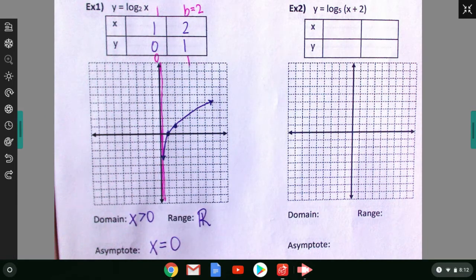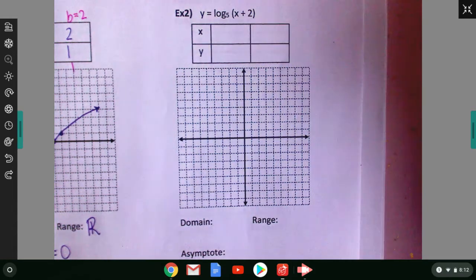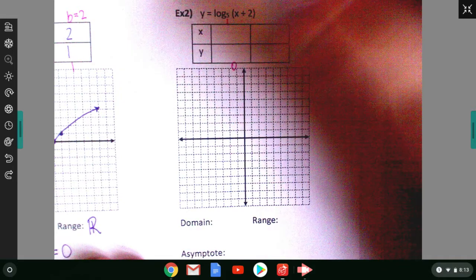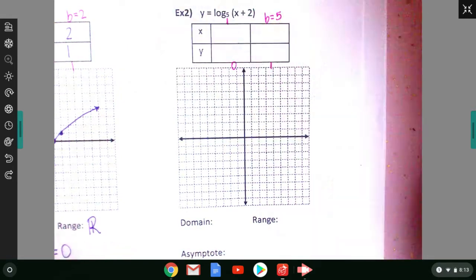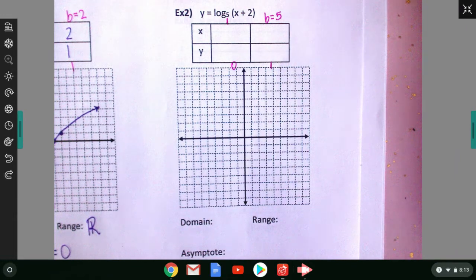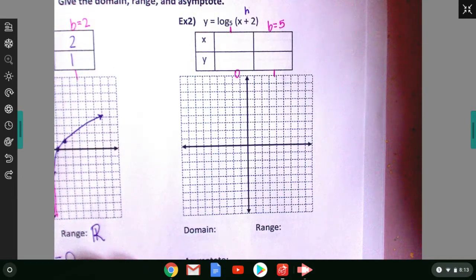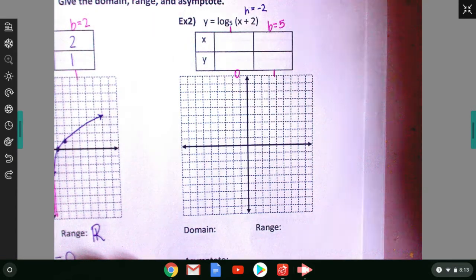All right, let's try another one. We'll do several of these. This one is a base 5, so I've got the points 1, 0, and base, which is 5, 1. And let's see, this one has a plus 2 with the x's. That's an h value. So in this case, h is opposite of what you see. So h is negative 2. That means I'm going to go left 2.